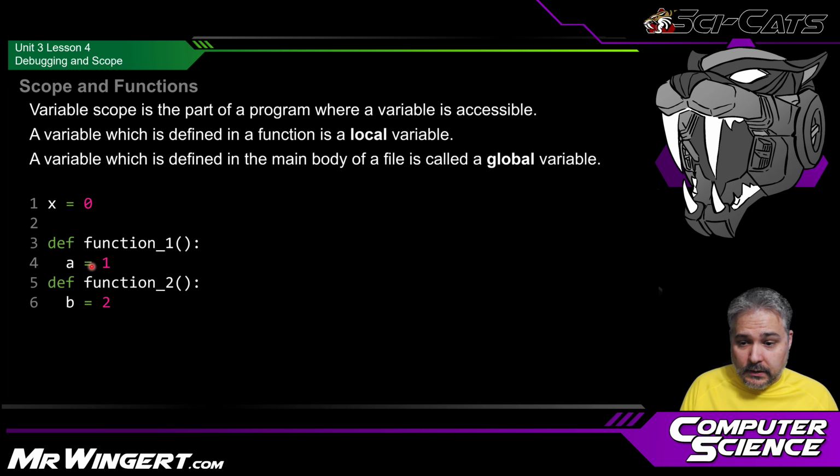This a and this b, these variables are only found inside these functions. So if I try to use this a variable outside of this function, you're going to get an error. Python won't know what it's looking at.